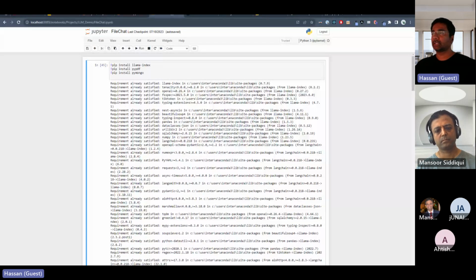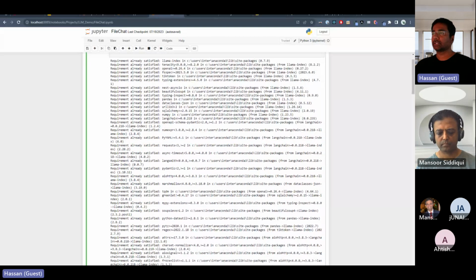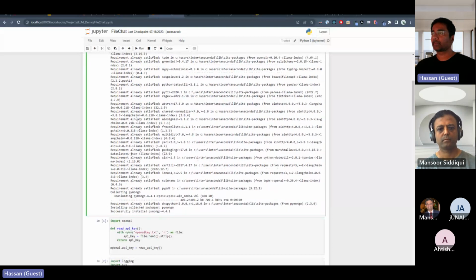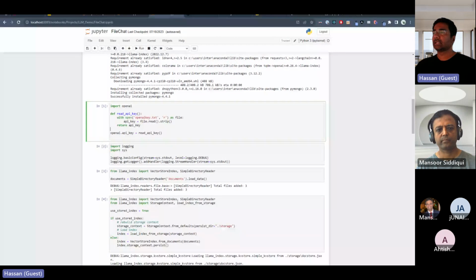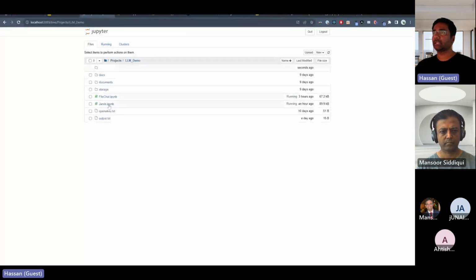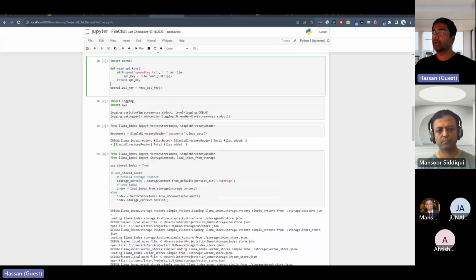I'll share this code, like I said earlier, on my GitHub. Here I'm just installing some dependencies. This function is basically just reading my OpenAI key, which I have created right here. So if you are using this code, just go to OpenAI, create an API key, and throw it in this file right here, so that's where it can read it from.